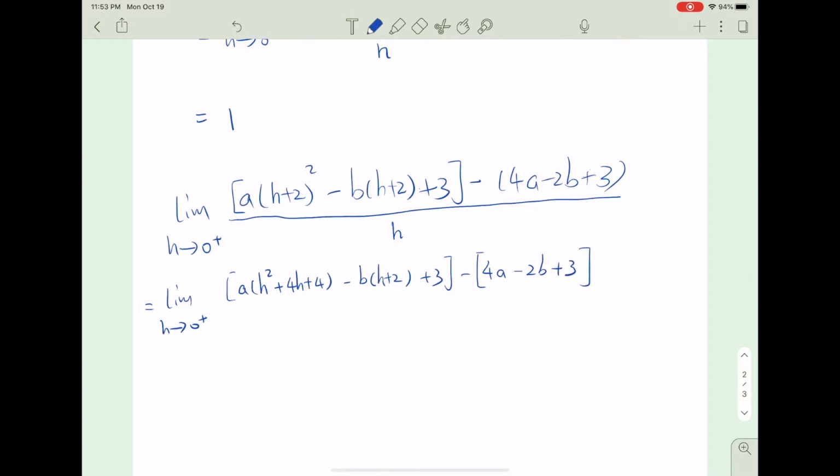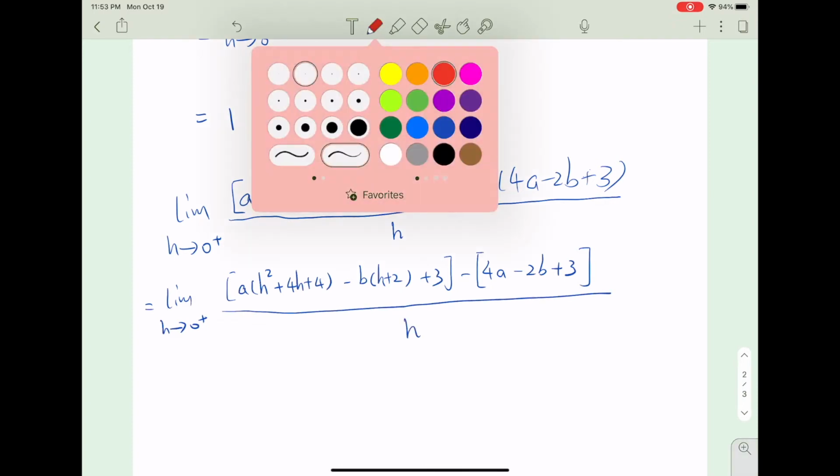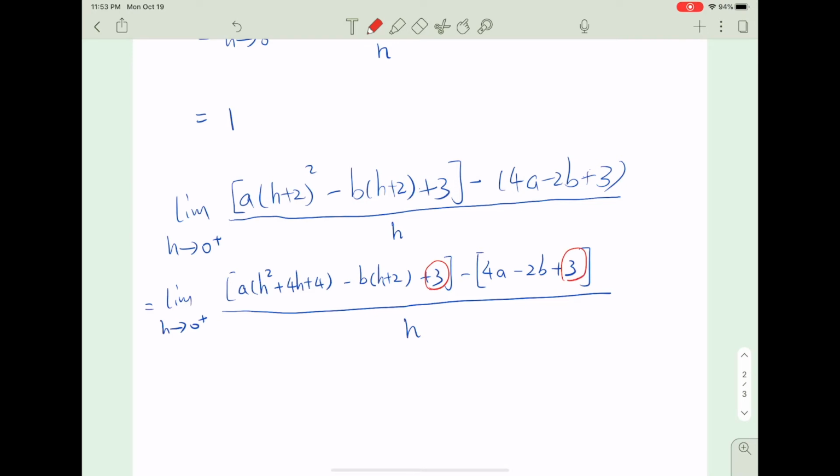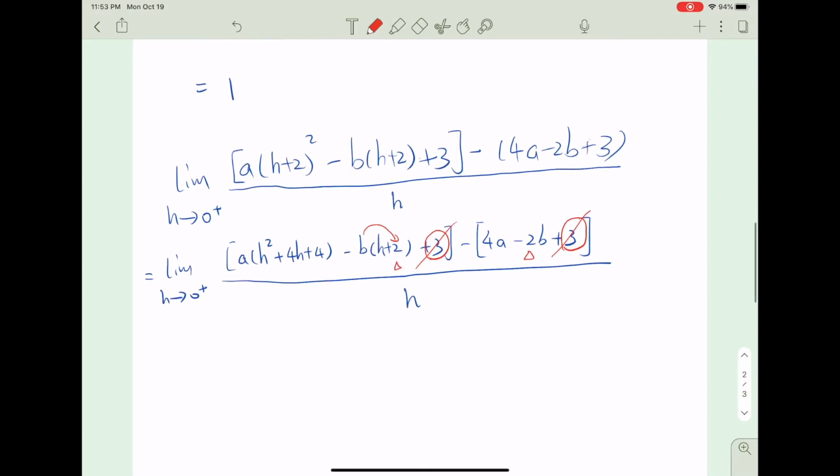This thing altogether over h. Firstly, we see that this 3 here cancels out with this minus 3, right? And also if you multiply this b through to this 2, this 2b cancels out with this 2b here. You got cancelled. And also this minus 4a here will be cancelled with the 4a obtained here. If you multiply a through, you have the 4a here.